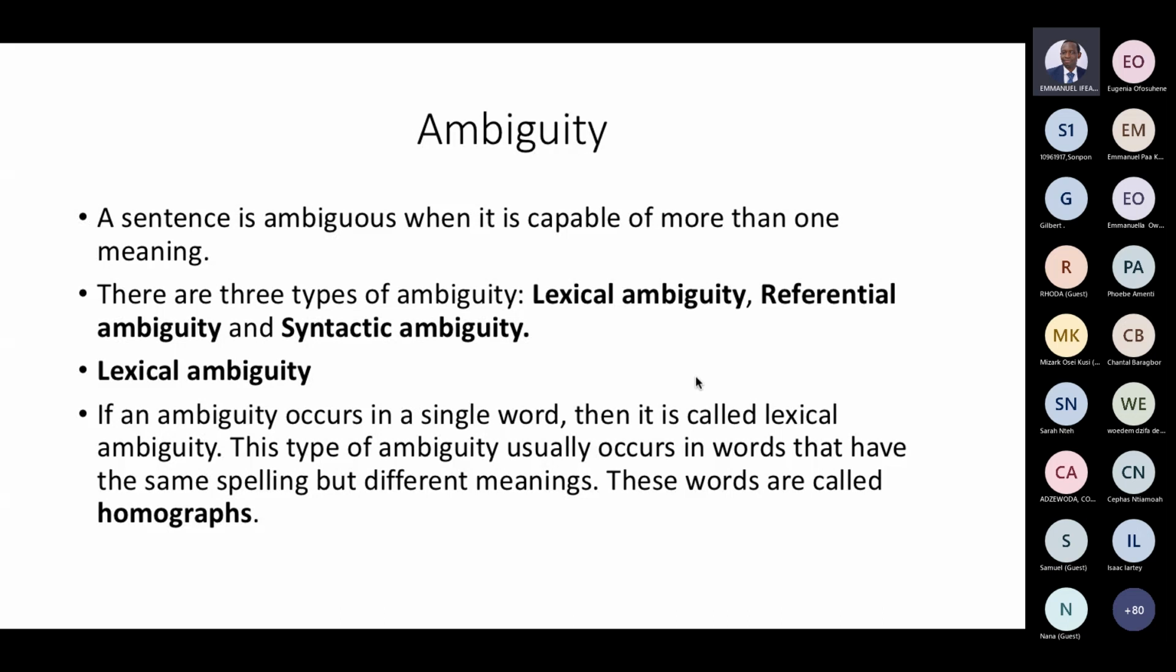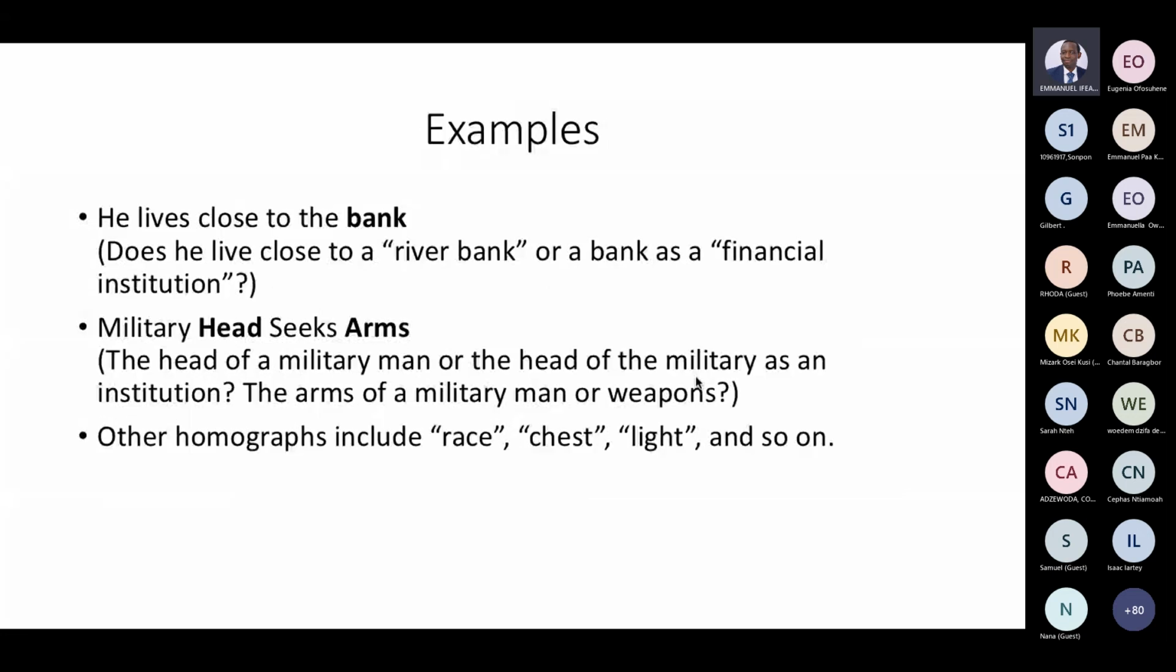Now, lexical. If an ambiguity occurs in a single word, then it's called lexical ambiguity. This kind of ambiguity occurs in words that have the same spelling but different meanings. Such words are called homographs. Now, let's look at examples. He lives close to the bank.